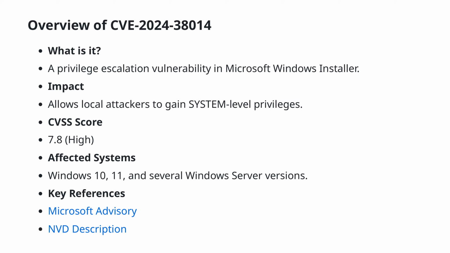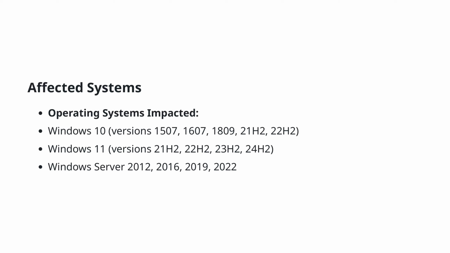For further information, you can refer to the Microsoft Advisory and the NVD description that provide detailed insights into this vulnerability. Let's examine the specific operating systems impacted by the CVE-2024-38014 vulnerability. This vulnerability affects a range of Windows operating systems, including Windows 10 versions such as 1507, 1607, 1809, 21H2, and 22H2. In addition, Windows 11 is also impacted, specifically versions 21H2, 22H2, 23H2, and 24H2.